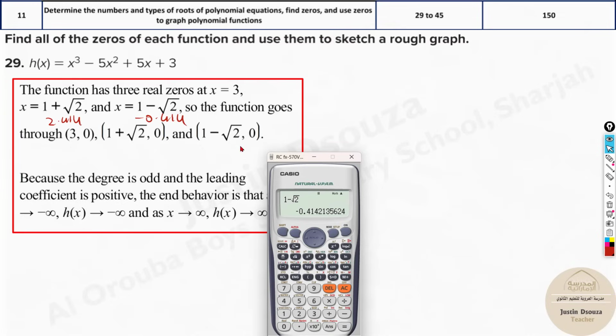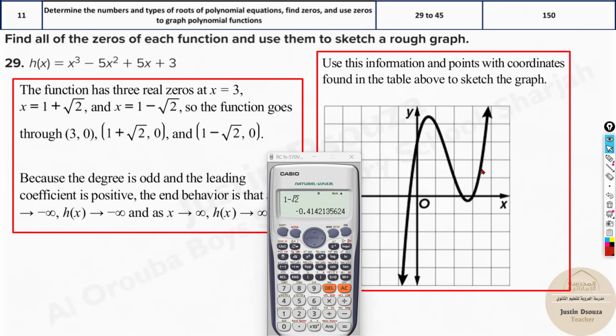Now if you want to write these as factors, x is equal to 3, so the factor will be x minus 3. But over here, you don't need to write factors. For graphing, you can directly graph. I'll tell you how. Mode 7 for table, type this graph: x cubed minus 5x squared plus 5x, and lastly plus 3.